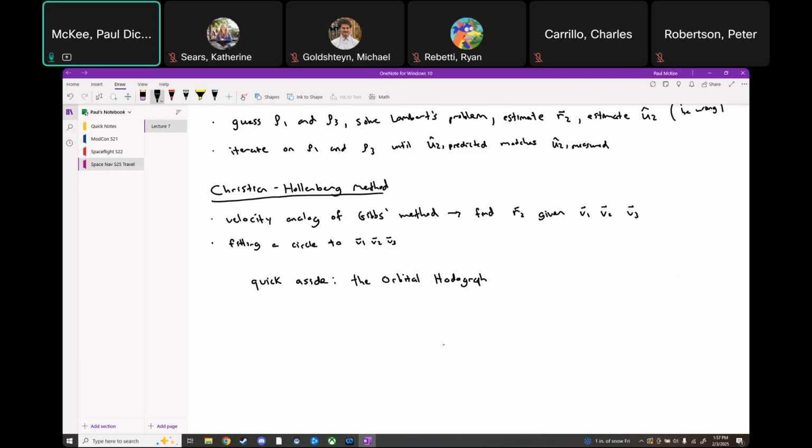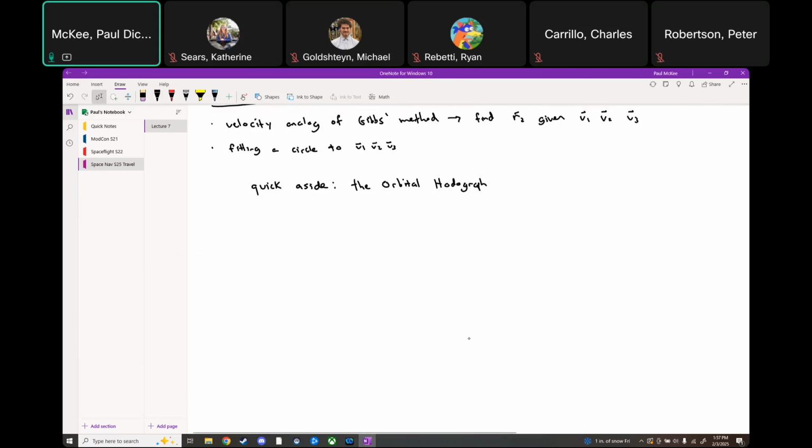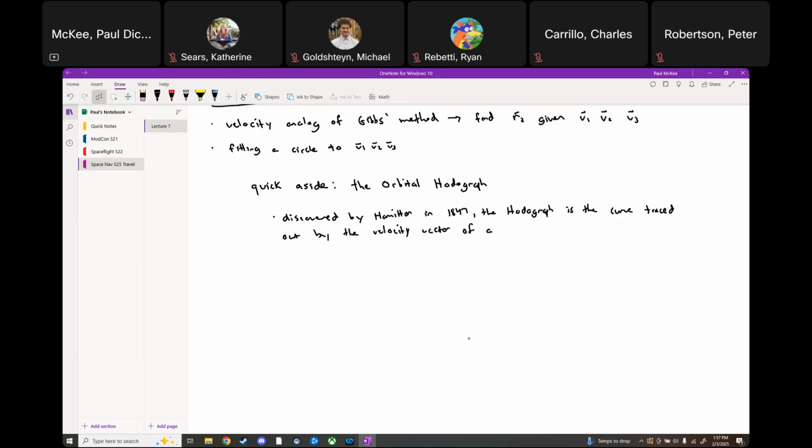So we're going to quickly dip back into orbital mechanics for a minute. So this was discovered by Hamilton in 1847. Hodograph is the curve traced out by the velocity vector of an orbiting body.